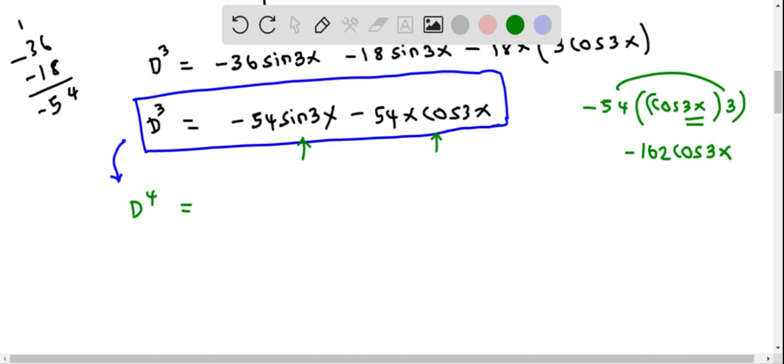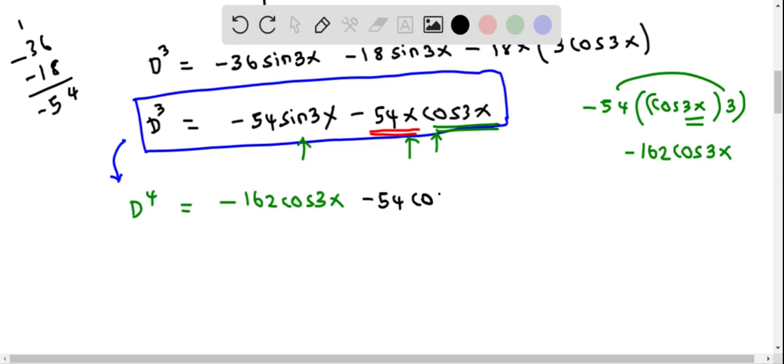So differentiation of negative 54 sine 3x is negative 162 cos 3x. Now let's differentiate the second term. Here we use the product rule. So first we consider this as the first term, and the next term is cos 3x. And differentiation of negative 54x is negative 54.